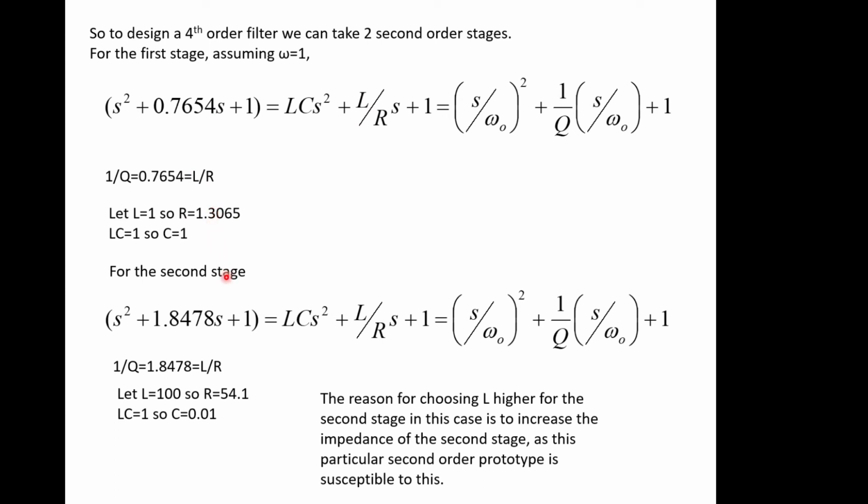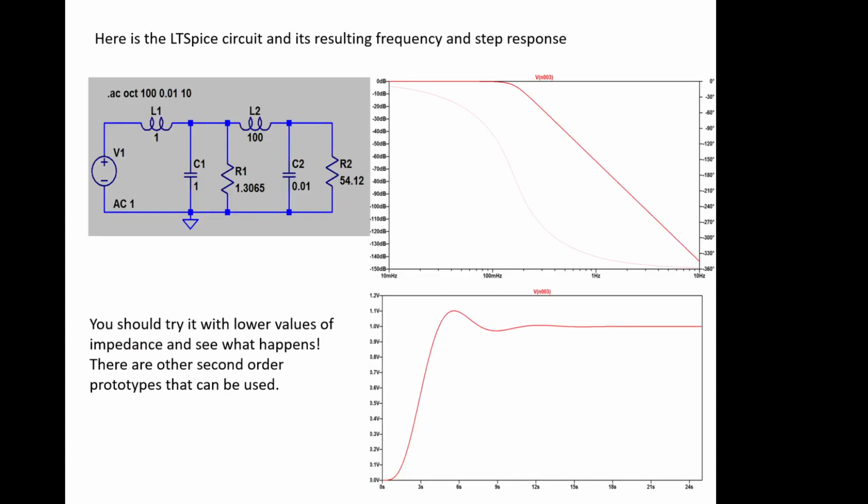And for the second stage we do exactly the same thing. We have the polynomial, we relate it to the transfer function of the circuit, we pick a value for L. In this case I said let L equal 100 because I know that otherwise we're going to have some loading effects. It doesn't matter if we've impedance scaled it. So if you let L equal 100, then R equals 54.1, LC equals 1 because we can just relate the coefficients. S has a coefficient of 1, LC must equal 1 then. We know what L is, it's 100, so C must equal 0.01. Okay, so that's simple enough how to do that.